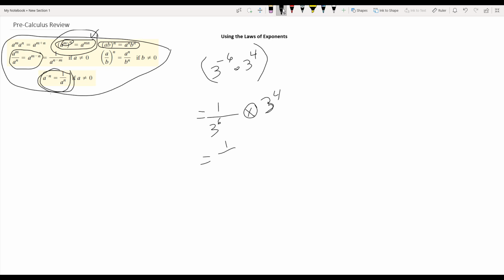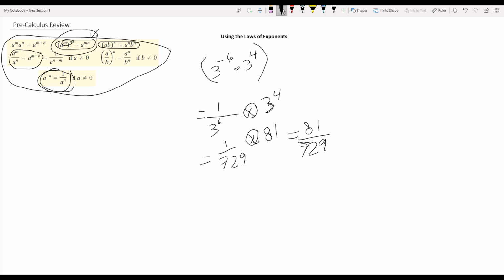So, what is 3 to the 6th power? If I recall, that should be 729. Okay, you can use the calculator just to verify that result. And let's evaluate that 3 to the 4th as well. That should be 81. So our answer should be 81 over 729.